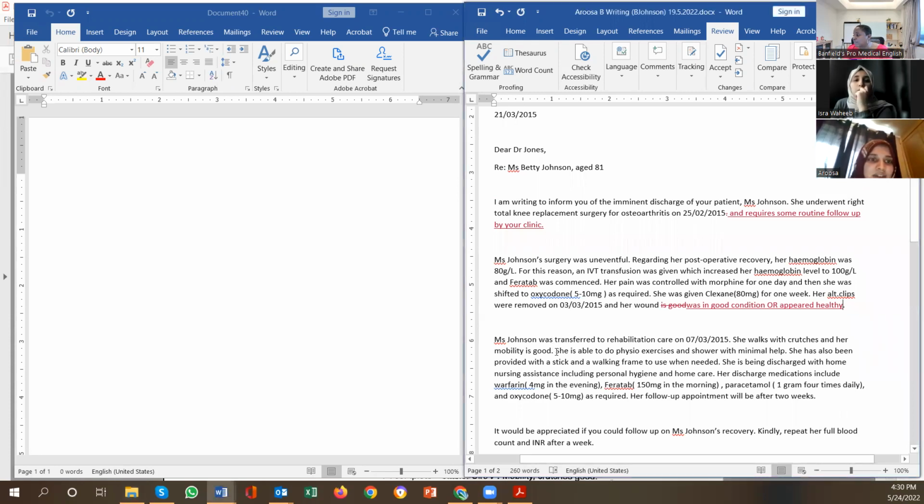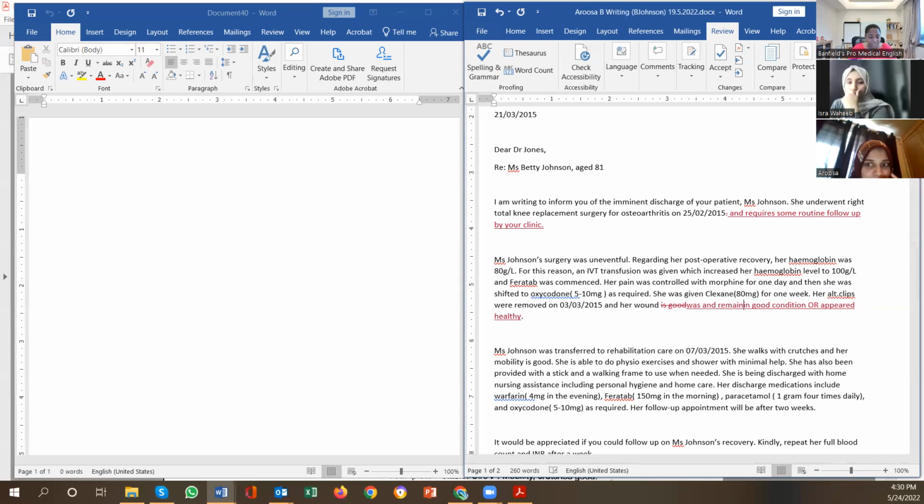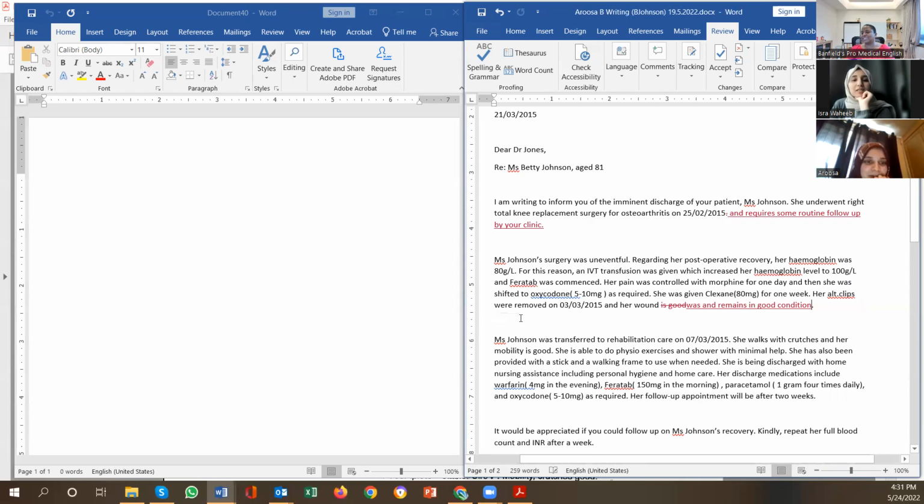Like we are writing to the GP, so it's good. Even if we say is, then is should be fine. Her wound is still good. Her wound was and remains in good condition. Yeah, because the whole paragraph is in the past.